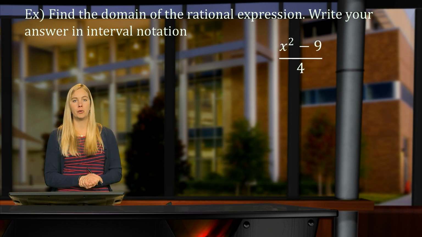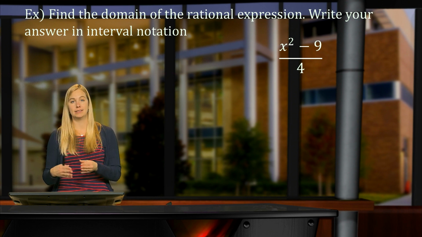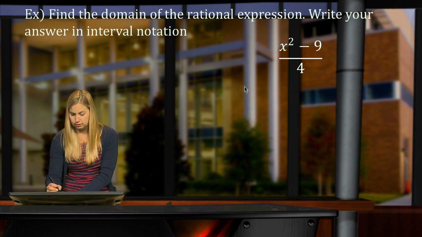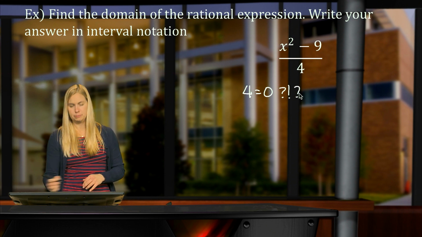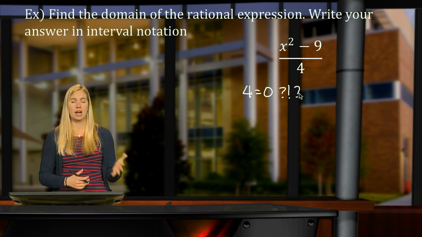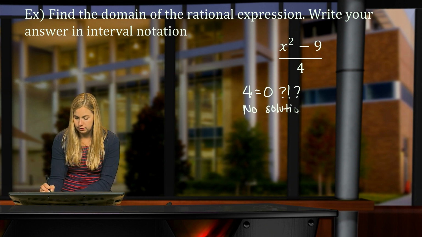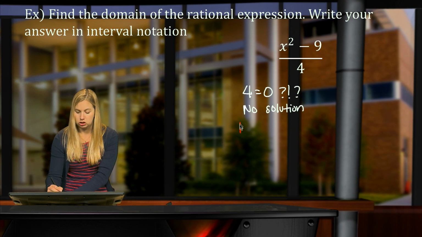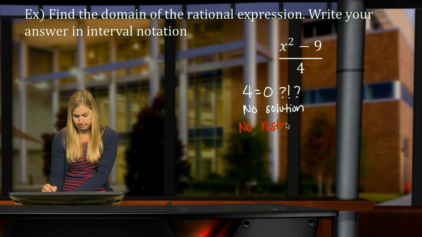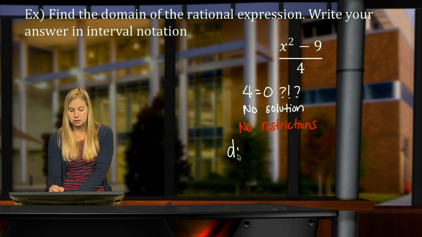x squared minus 9 over 4. The only portion of our rational expression that we are concerned with for finding domain is the denominator. So we have 4. Where does 4 equal 0? Some red flags are going off because 4 does not ever equal 0. So there's no solution to this, which means that there are no restrictions for this rational expression. If there are no restrictions, then our domain is all real numbers or -infinity to +infinity.